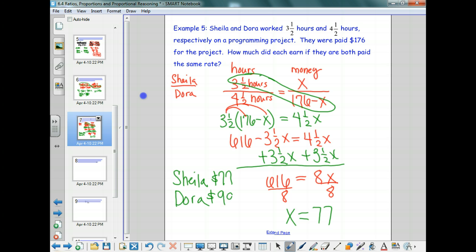99. And how'd you get 99, Grant? What did I get to the original? Yeah, the 176 minus X, right? Yeah, so we can just take Sheila's 77 away from the 176 and get 99.